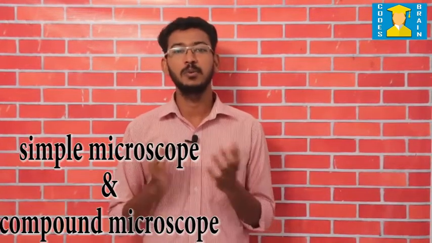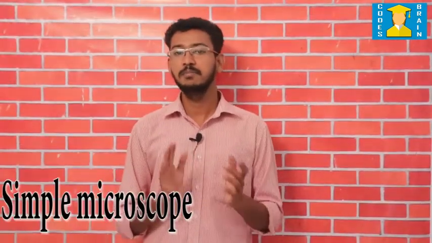Now, let us see the simple microscope and compound microscope. First one is simple microscope. Simple microscope has only one lens, and in case of compound microscope, it has more than one lens. You know that which part of the microscope have lens? First one is eyepiece, second one is objective, and the third one is the condenser.